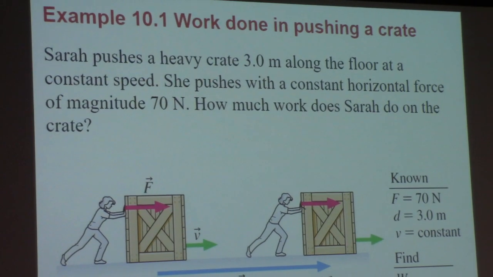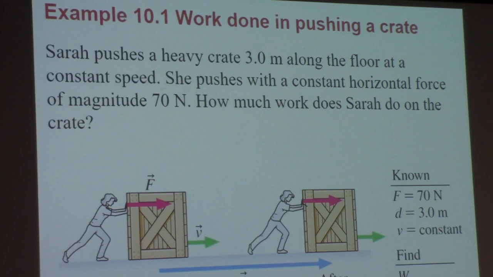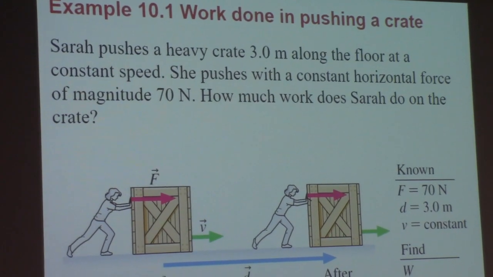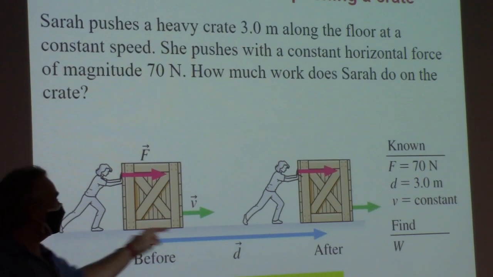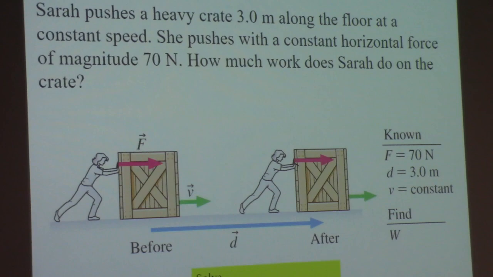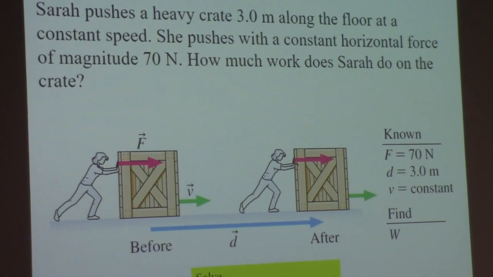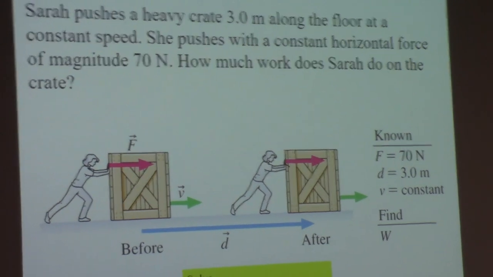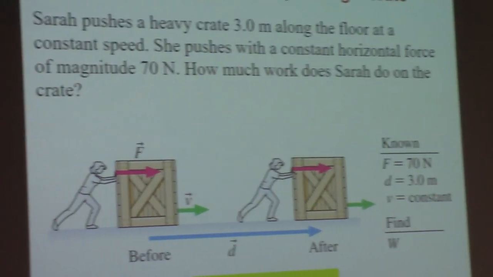So Sarah pushes a heavy crate 3 meters along the floor at a constant speed. Okay, so we've seen this before, constant speed. It's not speeding up. She has a force this way. There must be friction back the other way, or it would be speeding up. So 3 meters, her force is 70 newtons. How much work does Sarah do on the crate? So work is force times displacement. They're actually lined up with each other, right?